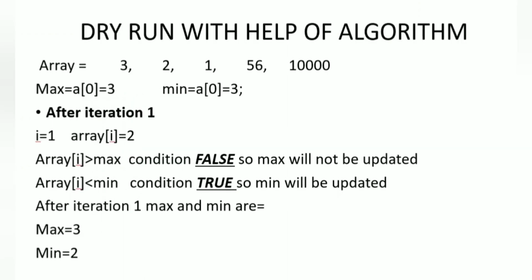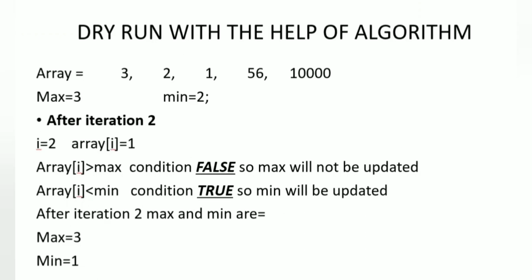Let us take the array 3, 2, 1, 56, 10,000. As per the algorithm, initialize max and min with A of 0. A of 0 is equal to 3. After iteration 1, i is equal to 1, array of 1 is equal to 2. Now we will compare. Array of i is greater than max? 2 is greater than 3, condition false. So max will not be updated. Again check. Array of i is less than min? 2 is less than 3, definitely true. So the min will be updated with the value at the array. Means the new values are max equal to 3 and min equal to 2.